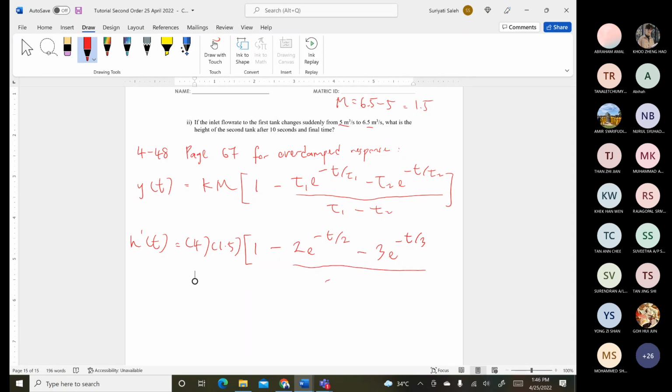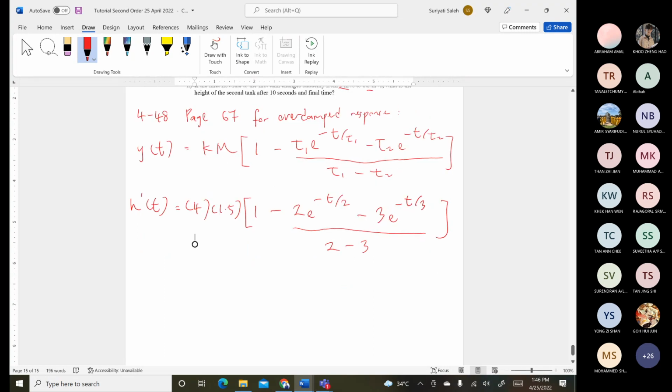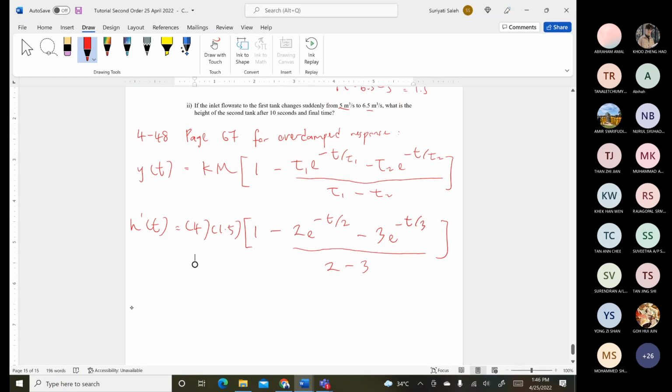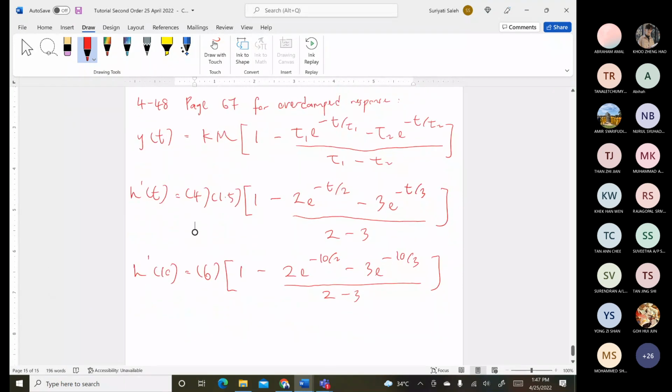Then divided by 2 minus 3. In this case, the question asks you to find the height of the second tank, h prime at 10 seconds. So what is the answer? You can just calculate it: 1 minus 2 exponent negative 10 over 2 minus 3 exponent negative 10 over 3, divided by 2 minus 3. Here you can directly calculate.